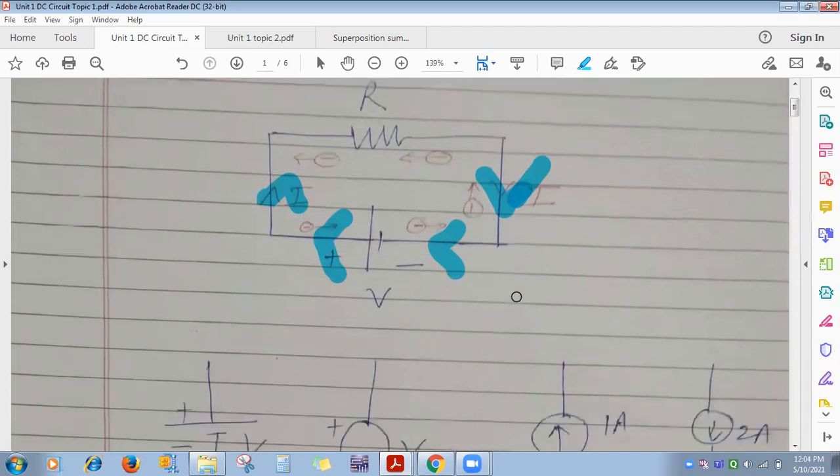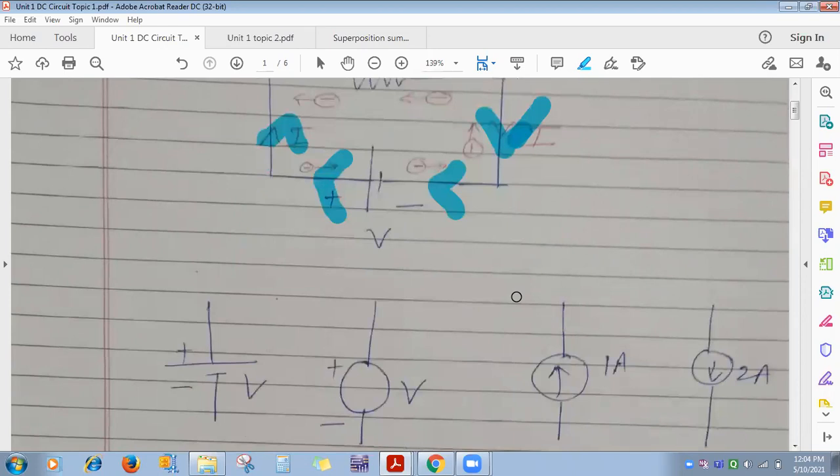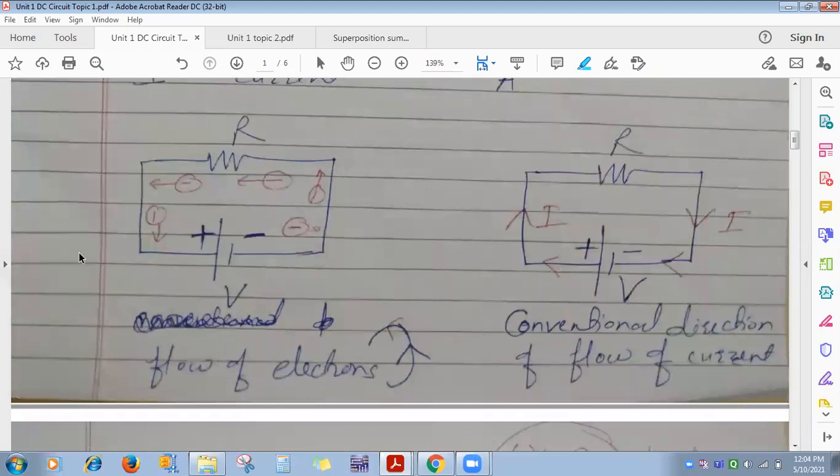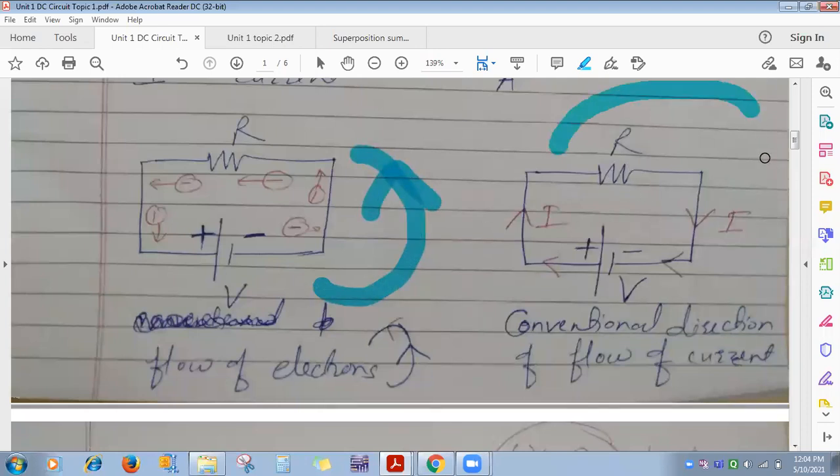Whenever you analyze a circuit, whenever you find the unknown parameters by any method, Ohm's law, Kirchhoff's laws, superposition, Thevenin's and Norton's theorem, we are going to use the conventional direction of flow of current. Which one is it? Current always starts from the positive terminal of the battery and moves toward the negative terminal, which is opposite to the flow of electrons. Why is it so? See here, you can compare both. This is the flow of electrons in the first circuit, which is in the anti-clockwise direction, and the conventional direction of flow of current is reverse to it, which is in the clockwise direction. Why is it so?